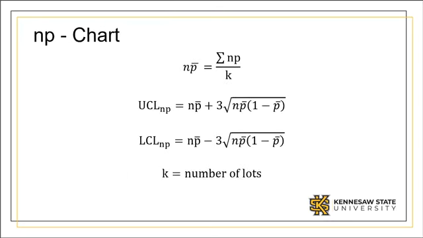An NP chart tracks the number of defectives. It assumes a binomial behavior and requires a fixed sample size for each lot of n. We first take the sum of all the defectives. This can be presented as a count of defectives for each lot or a percent of defectives multiplied by the number in each lot. NP bar is the total defectives divided by the number of lots. We can also use this value to find the upper and lower control limits.